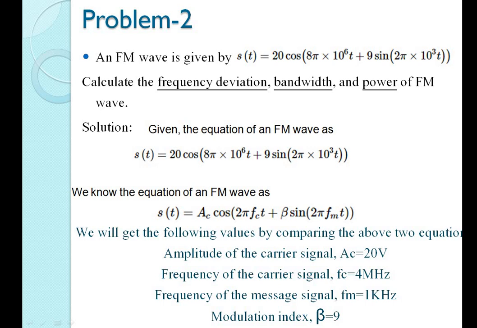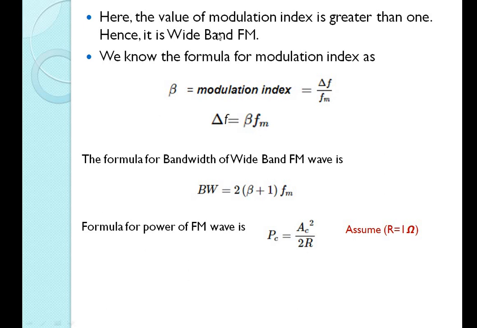So the frequency of the message signal, the modulating signal, is equal to 1 kilohertz. Here 10 to the power of 3 is kilohertz, and 10 to the power of 6 is megahertz. You have got that one. Now the modulation index, what are you saying? Beta into sine 2 pi fm t, right? So what is the value of beta over here? This is capital B. Okay.